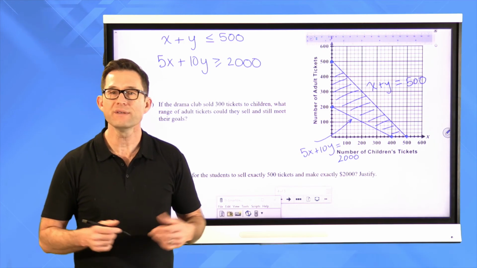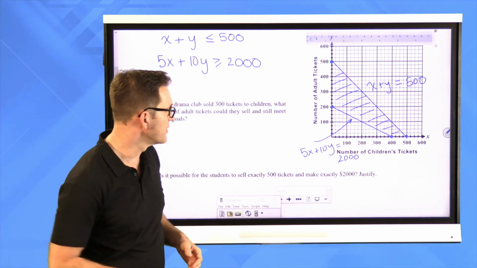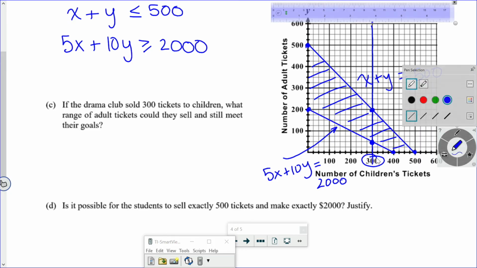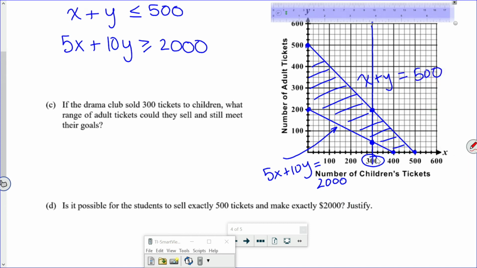Well, what does it mean to sell 300 kids tickets? Well, here's 300, right? If I had a vertical line here at x equals 300, that would go from right here to right here in the viable solution set. Let me put that in red so we can really see it. It would go from right here to right here.